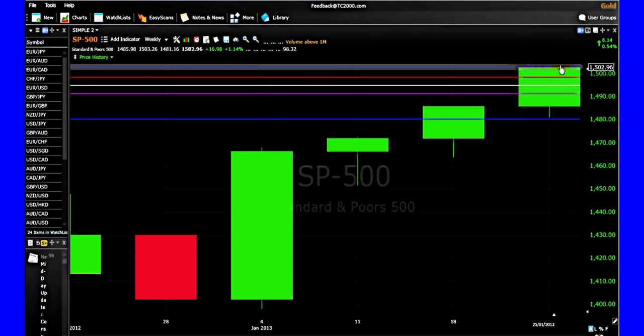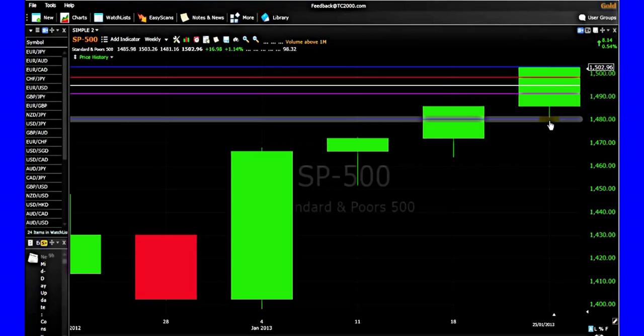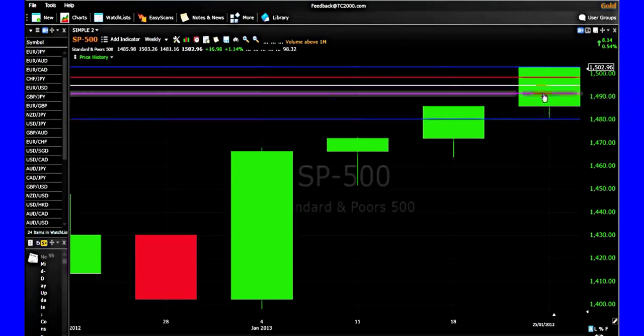The blue line here is the high of the S&P 500. I can tell you that level on the weekly chart, the high for the S&P 500 is at 1503. The low for the S&P 500 on the weekly chart is at 1481. The median line, how do we calculate the median line? We use the high minus the low divided by 2 plus the low. The median line for the S&P 500, as you know, is the pink line here. On the weekly chart, the median line is at 1492.